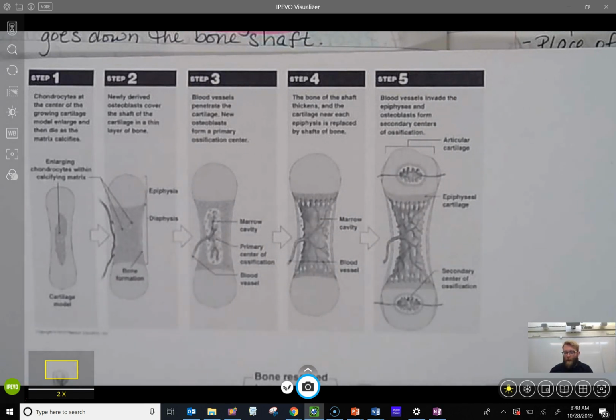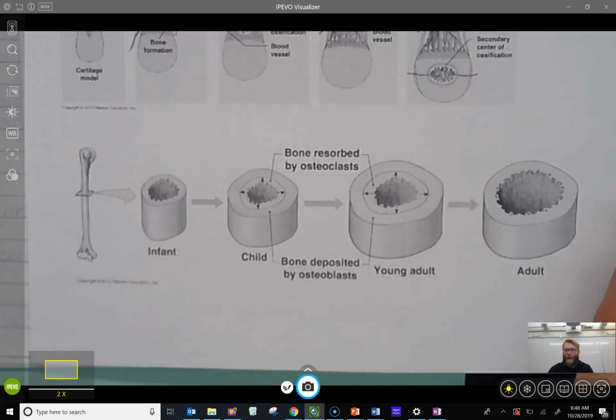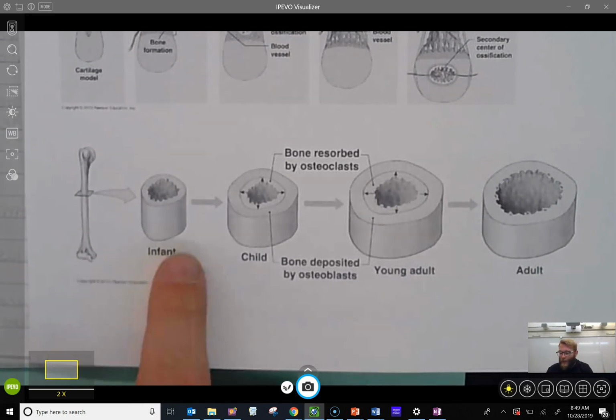The other thing I have for you is what's happening with your bone as it's getting longer or getting wider, like that secondary growth on the outside. So here's an infant. You've got that bone that's initially formed through the migration of materials from the outside in, from that periosteum or perichondrium, the cartilage, that starts to come in.